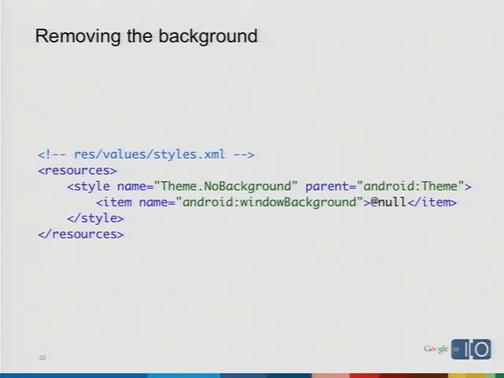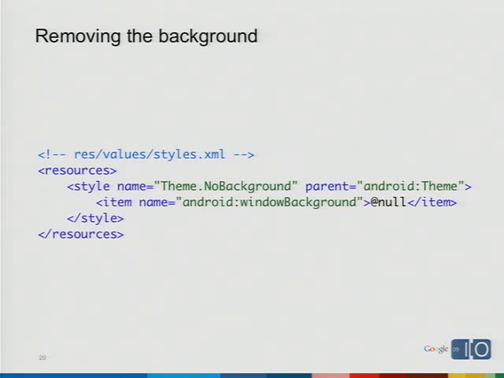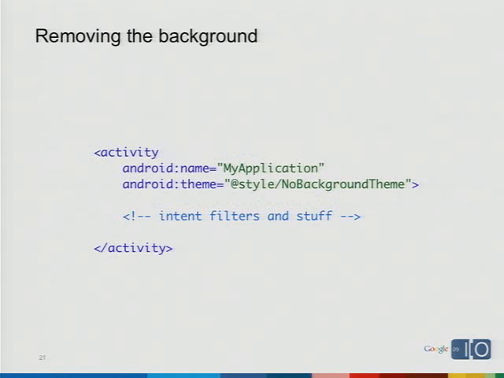And the only item that we have here is a style for the default window background, and we use the special syntax @null to indicate that we don't want any background on our view, on our window. Once you have your theme defined in XML in your resources, you can simply apply it to your activity with this simple attribute, android:theme, and then the syntax is @style, and actually there's a typo in my slide. It's not noBackground theme, it's theme.noBackground. So the name is theme.noBackground, and here the theme should be theme.noBackground.